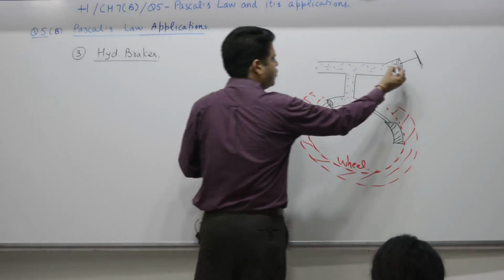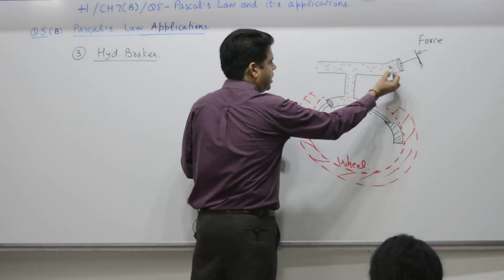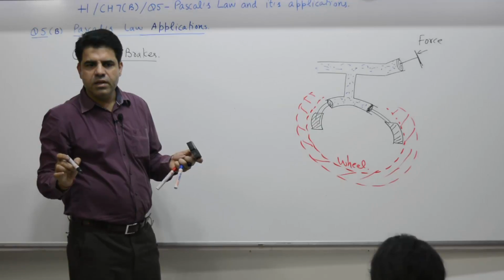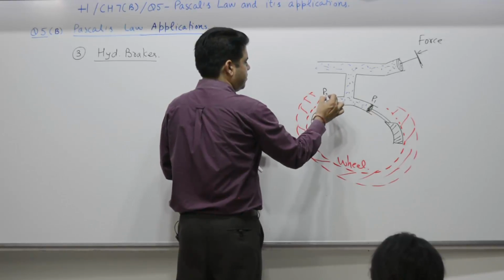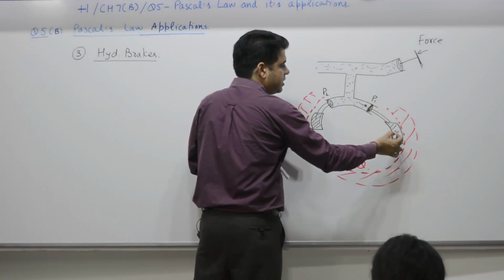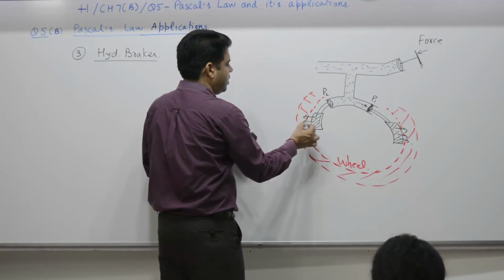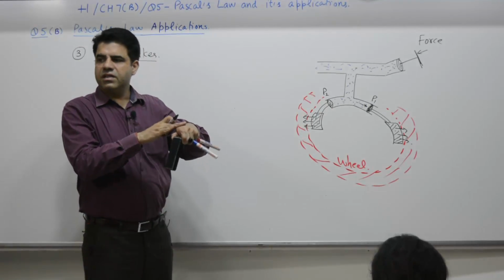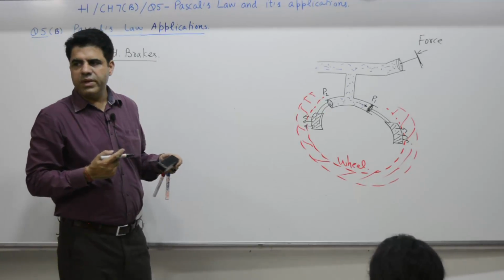When the driver applies the force, it will create what? High pressure in the oil. This pressure is transmitted to all points as per Pascal's law. This is transmitted to piston number P1 and piston P2. When it is transmitted to piston P1, it will press it, this brake leather will move outward and will press the wheel. This will also move outward. It will press the wheel. So as this touches the wheel, there is friction, and because of friction there is opposition, and the wheel stops. This is how the brakes are applied.